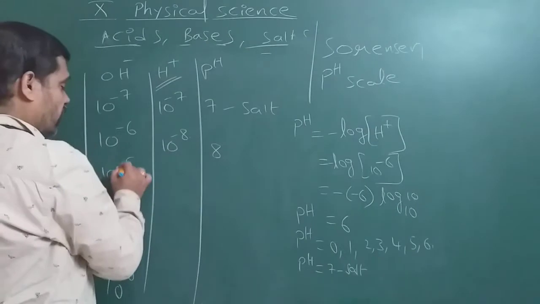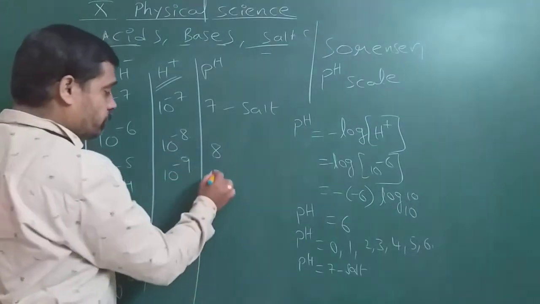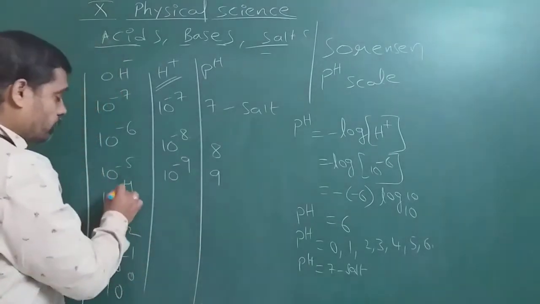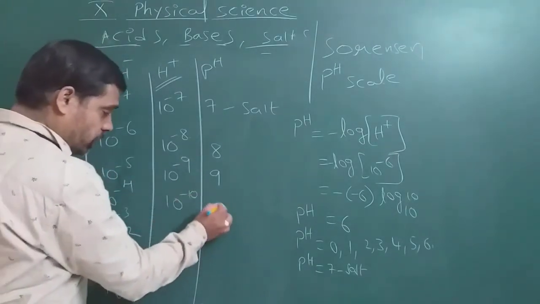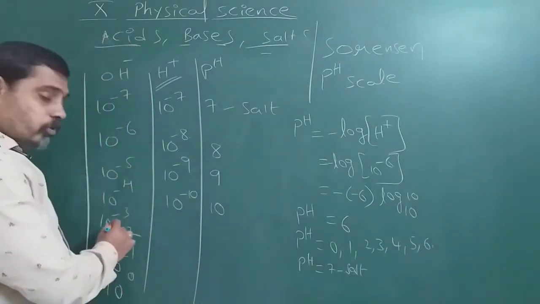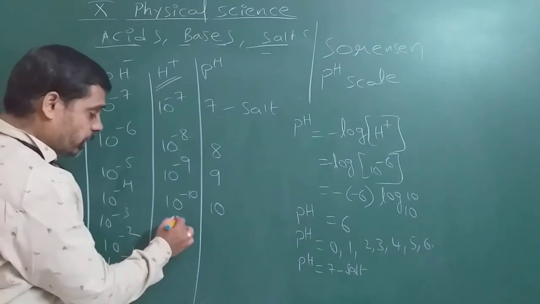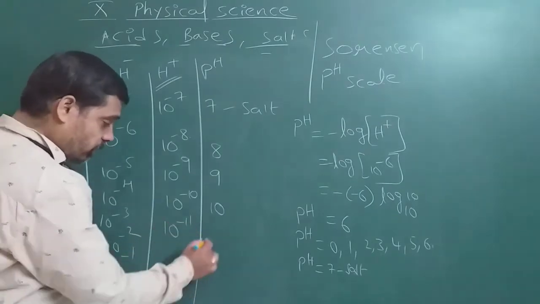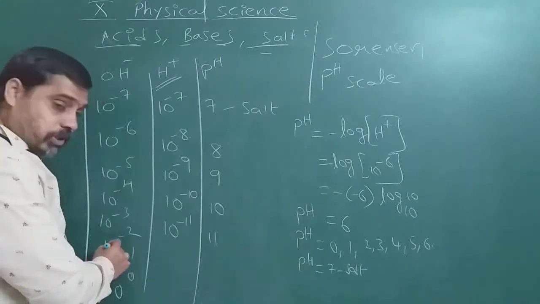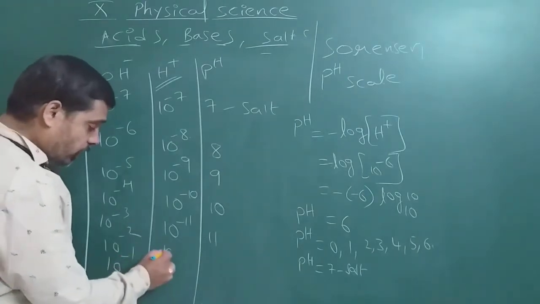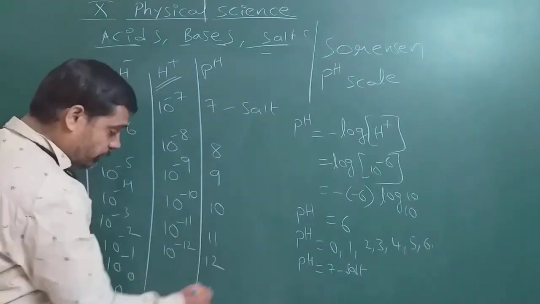So if OH minus is 10 power minus 5, H plus will become 10 power minus 9, which means pH is 9. If it is 10 power minus 4, H plus will be 10 power minus 10, then the pH value will be 10. If OH minus ion is 10 power minus 3, then H plus will be 10 power minus 11, then the pH value will be 11. If the OH minus ion concentration is 10 power minus 2, the H plus ion concentration is 10 power minus 12, then the pH value will be 12.